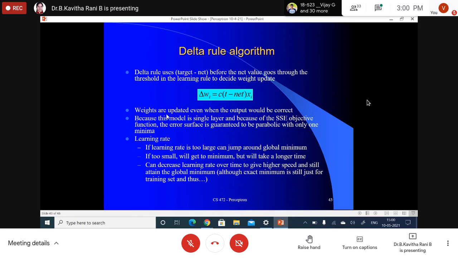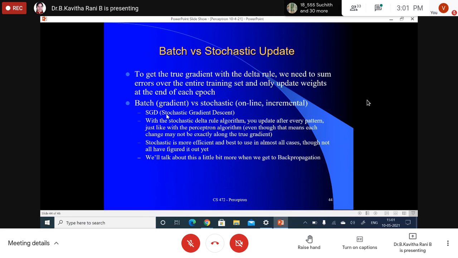So what is your learning rate? If learning rate is too large, you can jump around the global minimum. If too small, will get to minimum, but will take a longer time. Can decrease the learning rate over time to give higher speed and still attain the global minimum. So what you have to do? The learning rate value should be small. Then only we can reach the goal accurately. So this is delta rule.